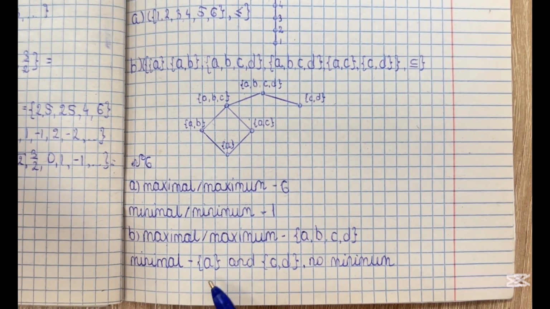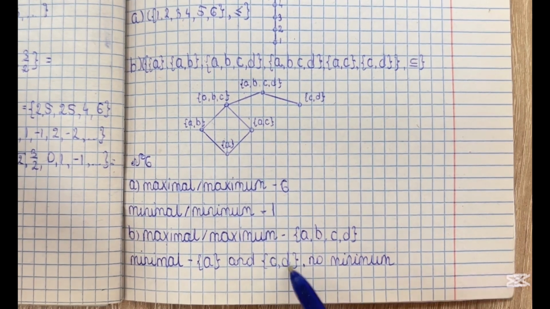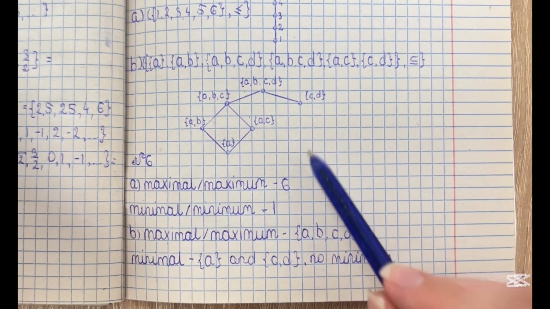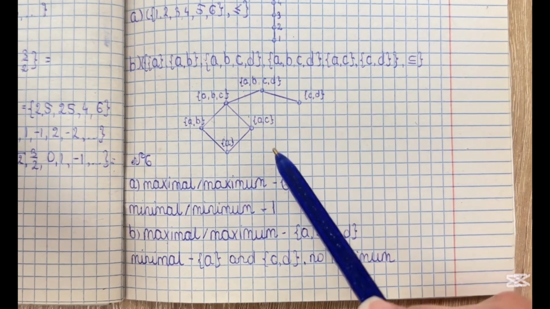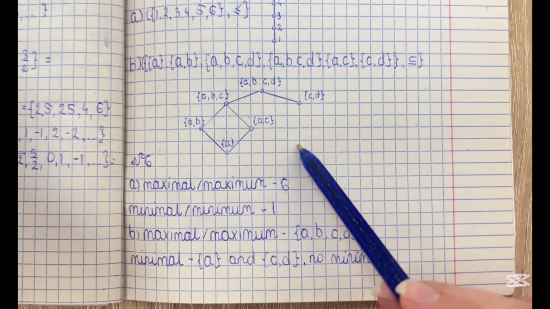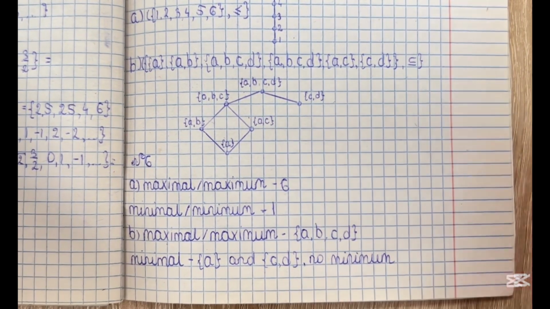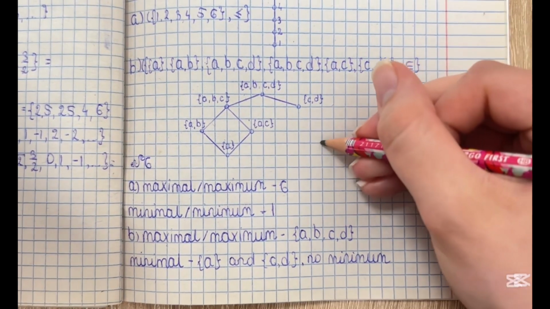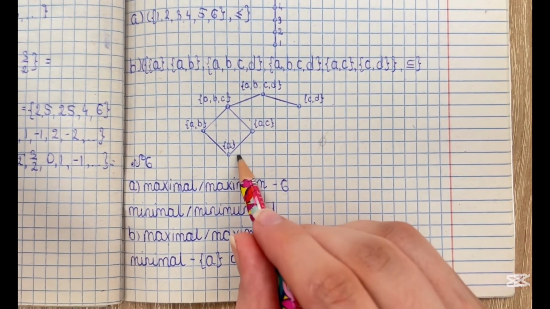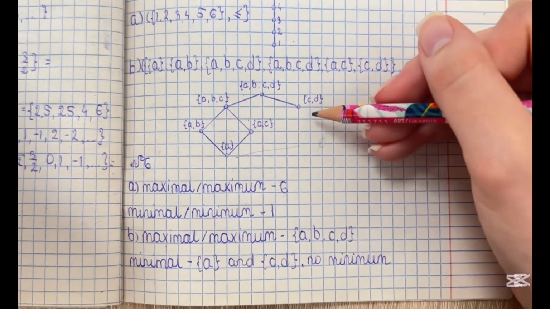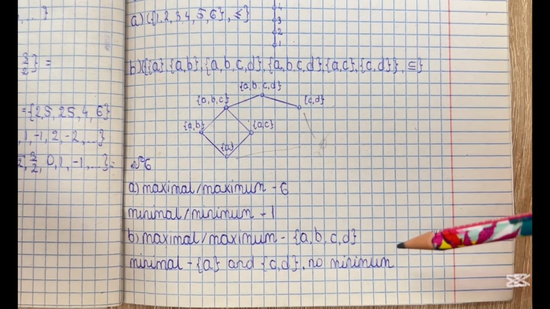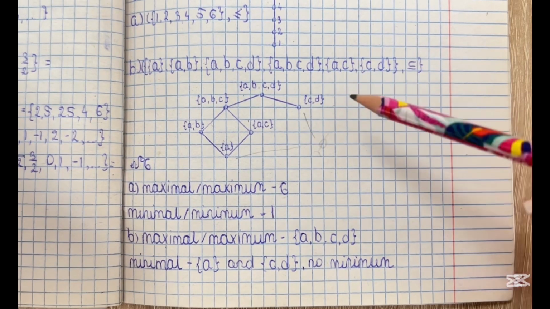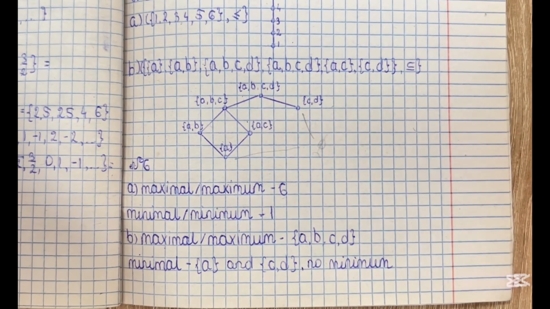But we have a different situation with minimal and minimum. Minimal elements are the set containing A and the set containing C and D. And in this case, we don't have a minimum element because we don't have a set that is a subset of all other elements. So for example, if we had an empty set, it would be connected with the set A and the set containing C and D, and it would be the minimum element. But as we don't have it in our task, we don't have a minimum.